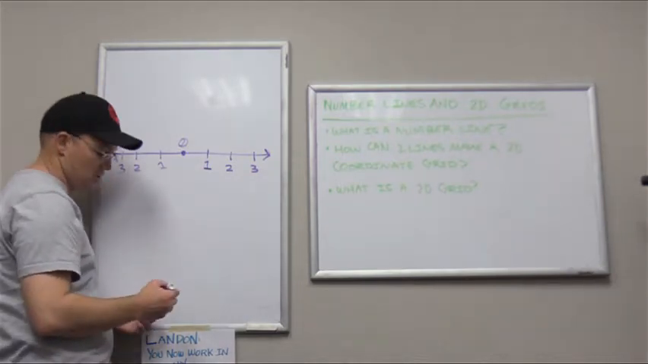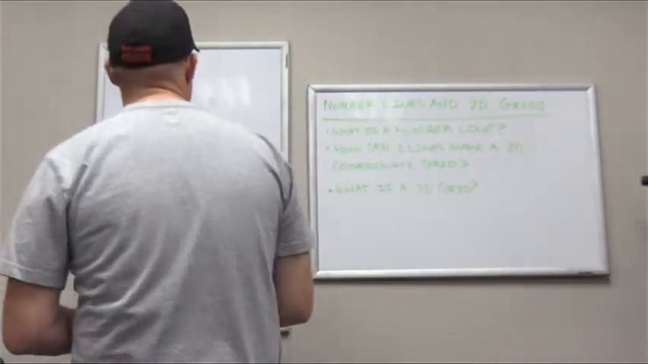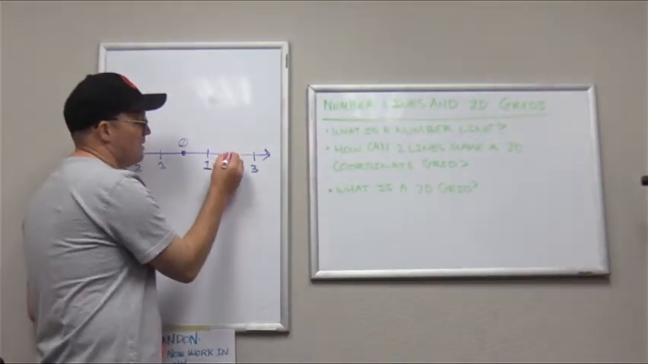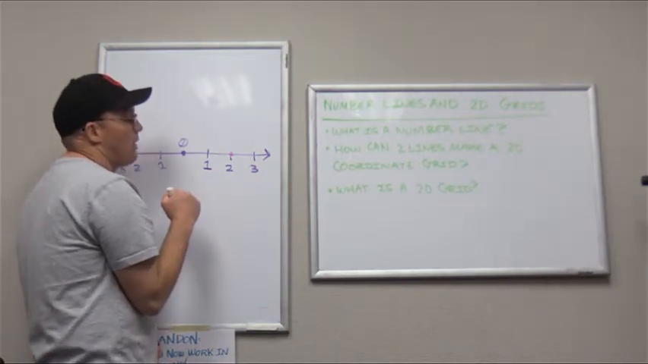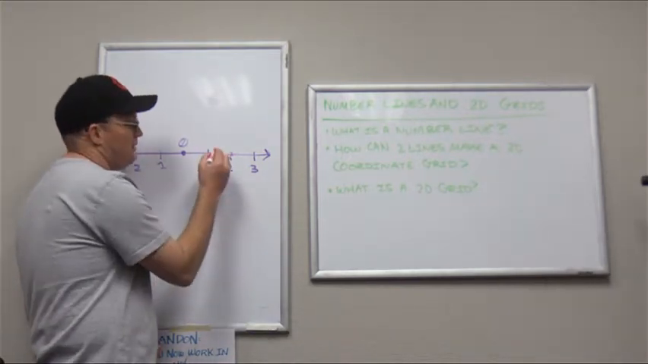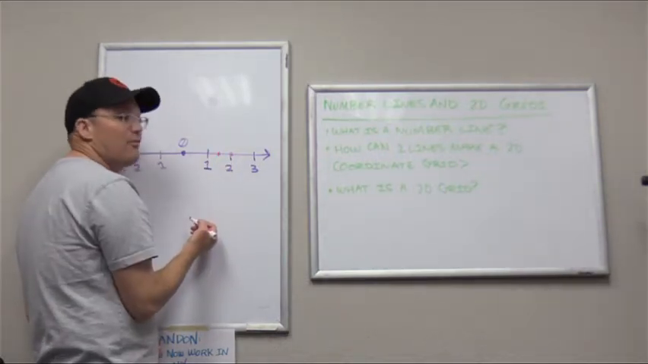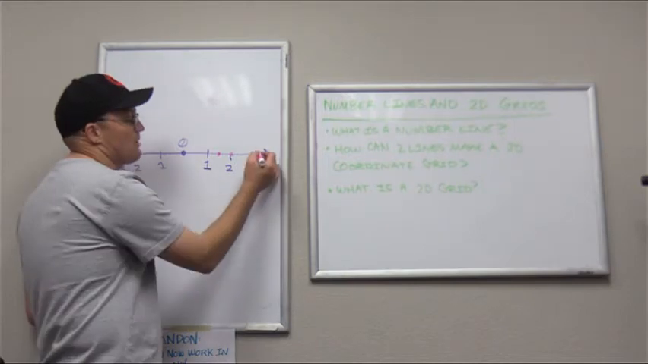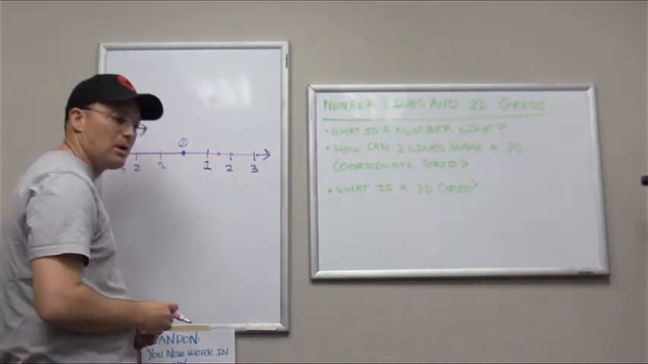So if I want to plot the number 2, let me get a different color. This is what we call graphing. When I say I want to know where the number 2 is on the number line, it's right here. So integers are easy. If I want to know where 1.5 is, where that fraction plots, it's about right here. And if I want to know where pi, the mathematical number pi, is, well, pi's in here somewhere. So you can plot numbers on a number line.